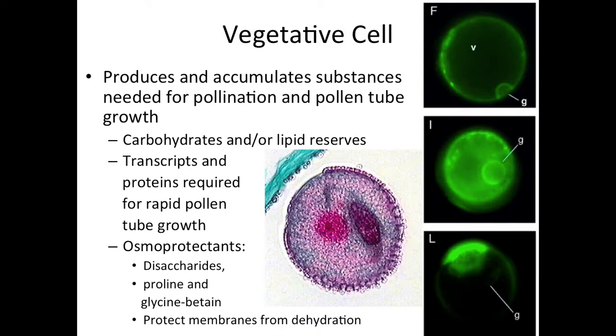Okay, so here's a list of those. So the carbohydrates and lipids are energy or nutrition. It needs to make any of the transcripts and proteins that are required for the pollen tube growth. And it needs to make osmoprotectants. Osmoprotectants are molecules that protect the cell from drying out. Because remember, the pollen grains have to move outside of the anther. They have to move through the environment, either in the wind or on an insect or some other animal. And so they're vulnerable. And so these osmoprotectants help keep the membranes from drying out.